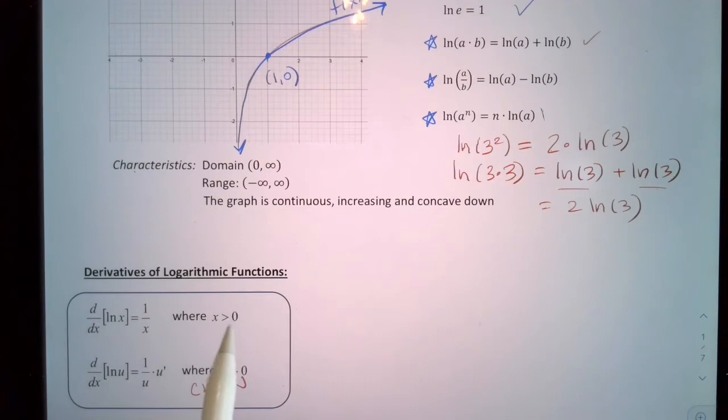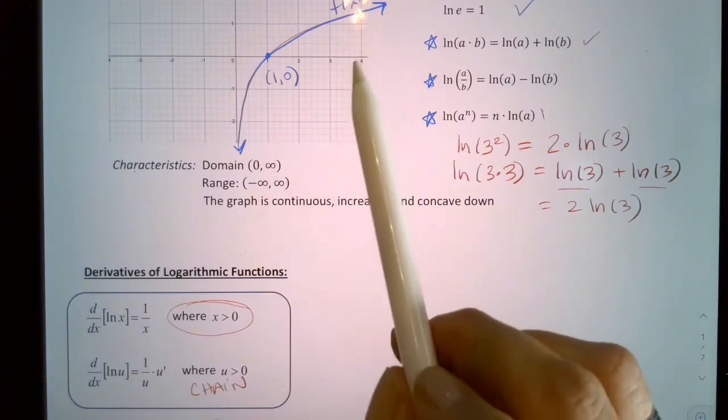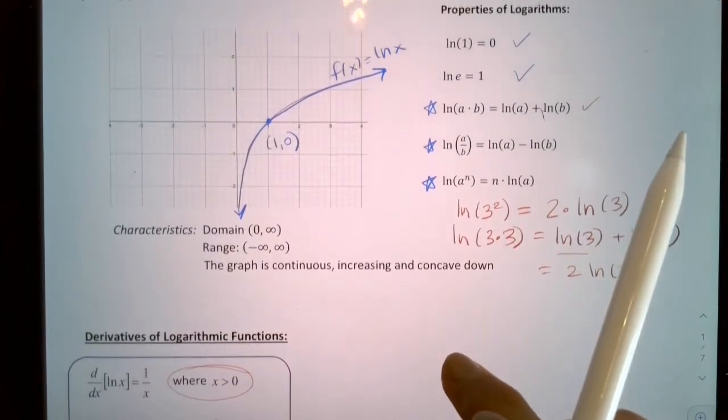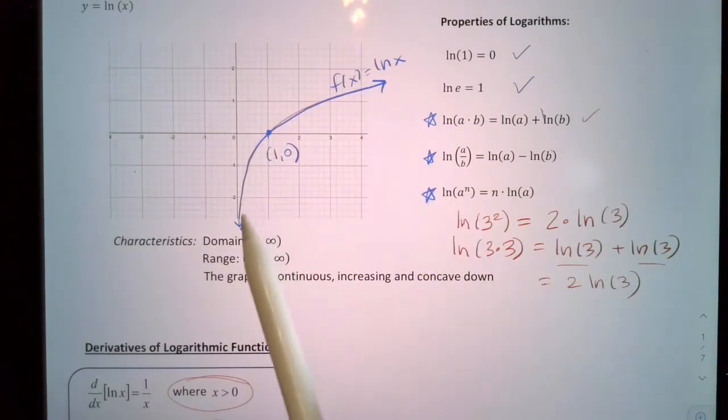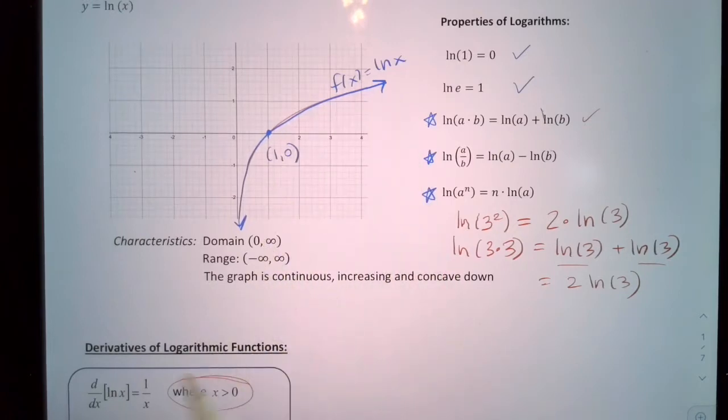Now notice here, there's this statement that x can only be greater than 0, so it's positive, and it's not 0 either. And that goes back to the domain of your natural log graph, right? So if I slide up just a little bit, your domain is 0 to infinity. So if your function is only defined from 0 to infinity, then your derivative can only necessarily be defined from 0 to infinity. You can't have a derivative where the function doesn't even exist, right?